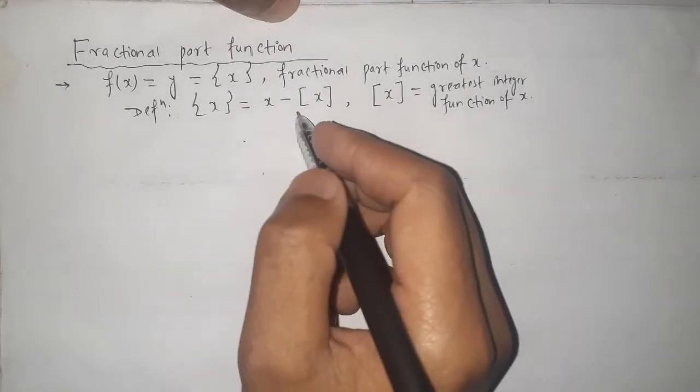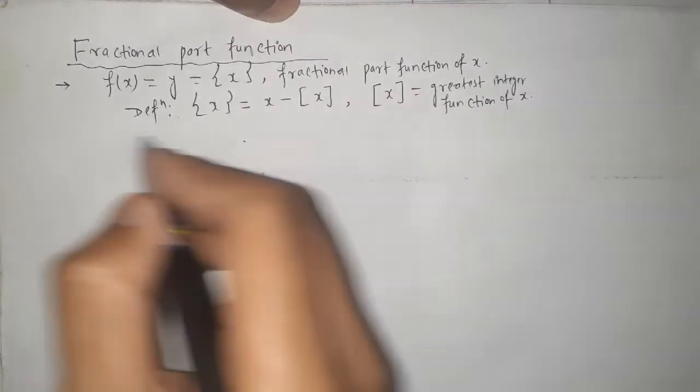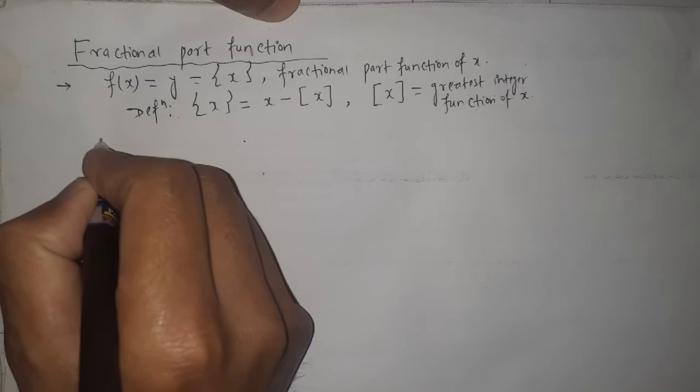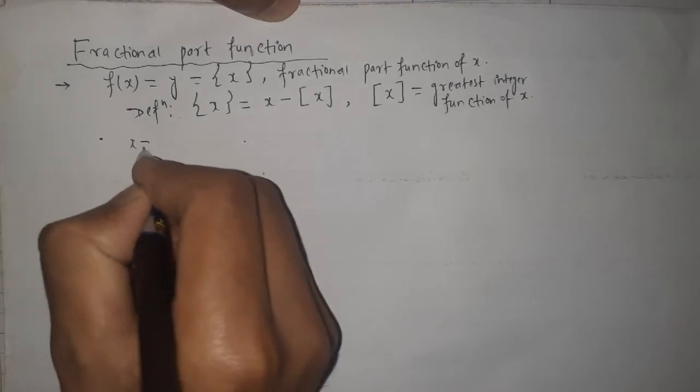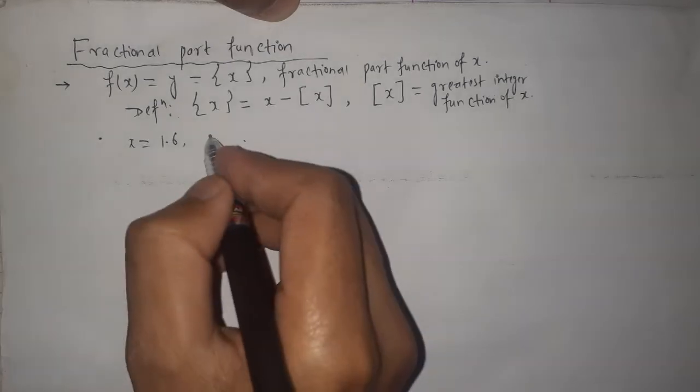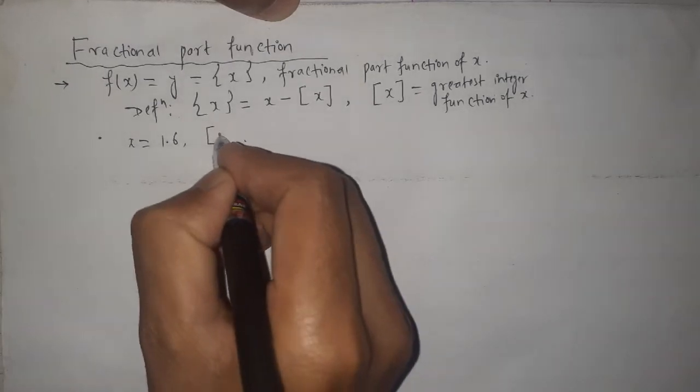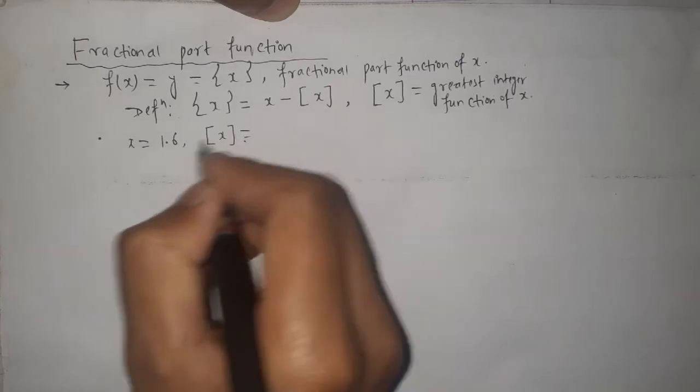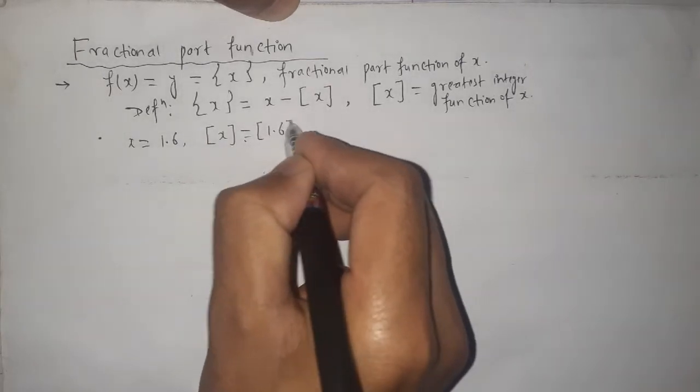Let's take a number, 1.6. Here we take the input as 1.6. Let's calculate its greatest integer function first, the greatest integer function of 1.6.